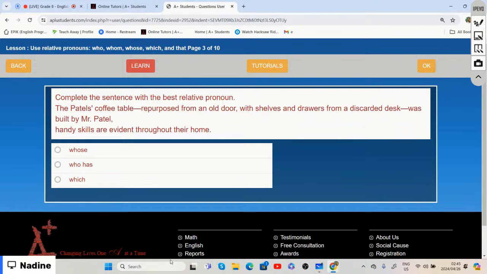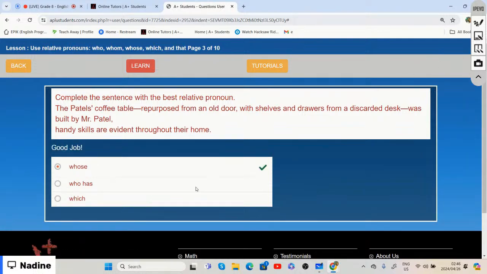All right, one more. The Petals' coffee table, repurposed from an old door with shelves and drawers from a discarded desk, was built by Mr. Petal. Do we say whose handy skills are evident throughout the home, or who has, or which? Let's say whose handy skills are evident throughout their home.